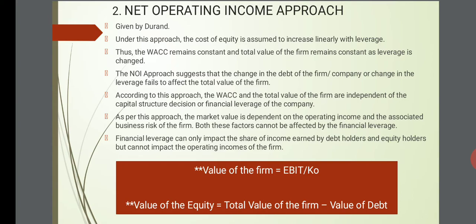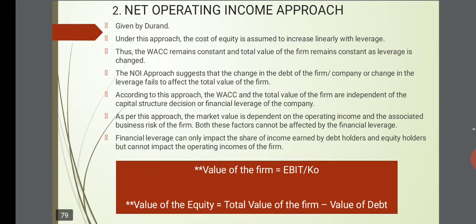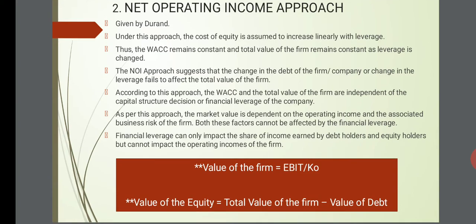According to this approach, the weighted average cost of capital and the total value of the firm are independent of the capital structure decision or financial leverage of the company. As per this approach, the market value is dependent on the operating income and the associated business risk of the firm. Both these factors cannot be affected by the financial leverage. Financial leverage can only impact the share of income earned by the debt holders and the equity holders, but cannot impact the operating income of the firm.